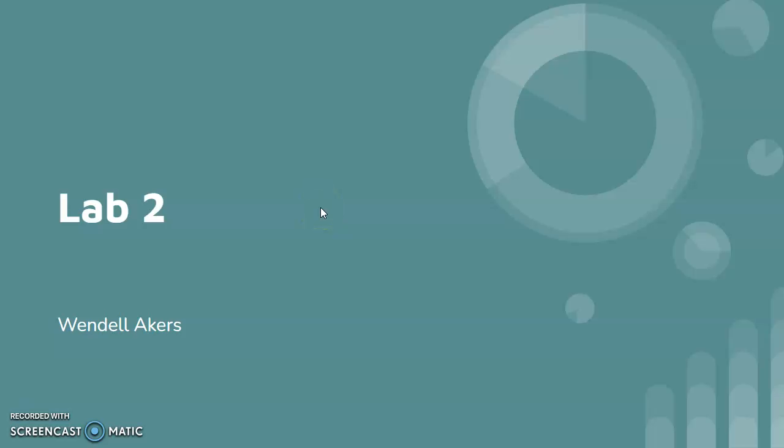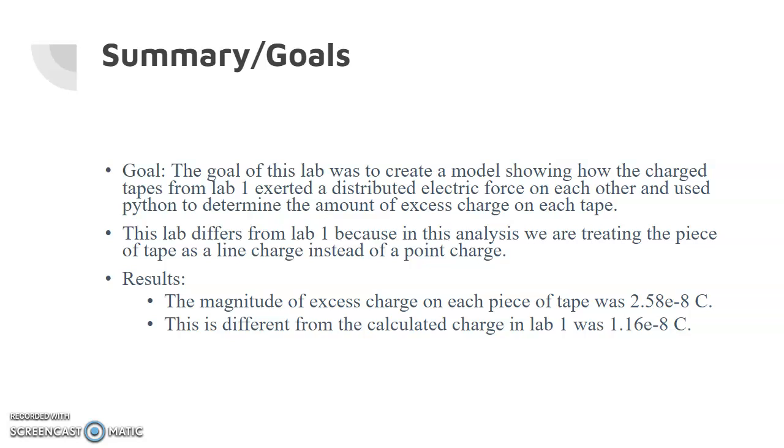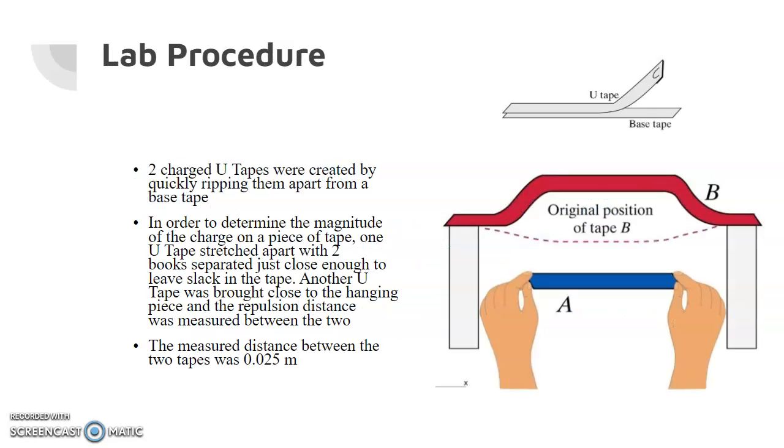This is lab two. I'm Wendell Akers. The goal of this lab was to make a model showing the charge tapes from lab one, making the assumption that it's a line charge instead of a point charge, because they'll obtain a different result in the end. For this one, we actually did obtain different magnitudes of excess charge, and the difference was around 1.4 times 10 to the negative eighth.